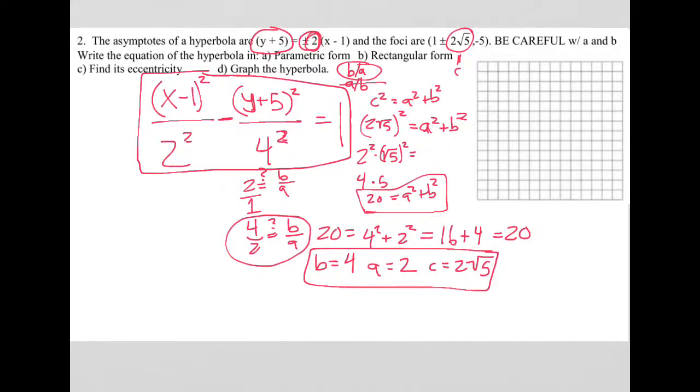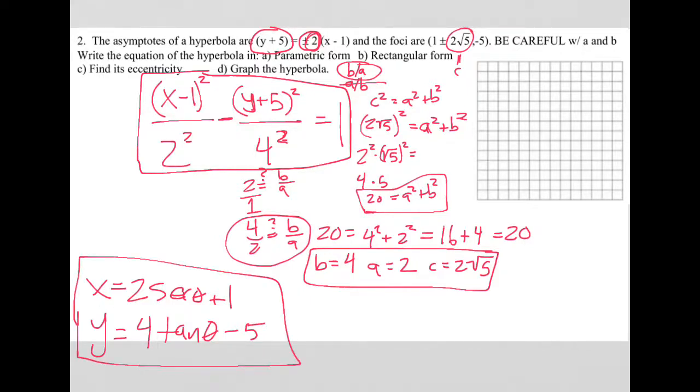Now let's go ahead and write this in parametric form as well. And again, it's pretty straightforward, almost as quick and painless as an ellipse, with one exception. Here we need to remember that when we do our parameterization, we need to put the secant with the positive term. So x equals 2 times the secant of theta plus 1, and y equals 4 times the tangent of theta minus 5. So there is my hyperbola in parametric form with a parameter theta there.